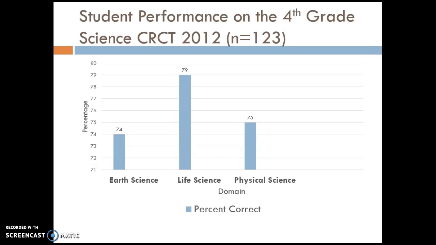Okay, then I'm going to break it down even further by domain. Here's the student performance on the 4th grade science CRCT in 2012. The number of students taking the test is 123. So as you can see, we have 3 domains in science: earth science, life science, and physical science. Students got 74% of the questions correct in earth science. They got 79% of the questions correct in life science and 75% of the questions correct in physical science.